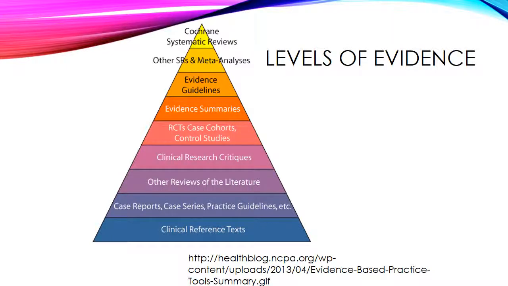This chart shows the levels of evidence that are available. The most dependable types of evidence are systematic reviews or meta-analyses. The least dependable is clinical reference text, or what we see a lot of in our search findings, which is case reports, case series, and practice guidelines. The more you move to the upper tip of the triangle, the more concrete the evidence is.